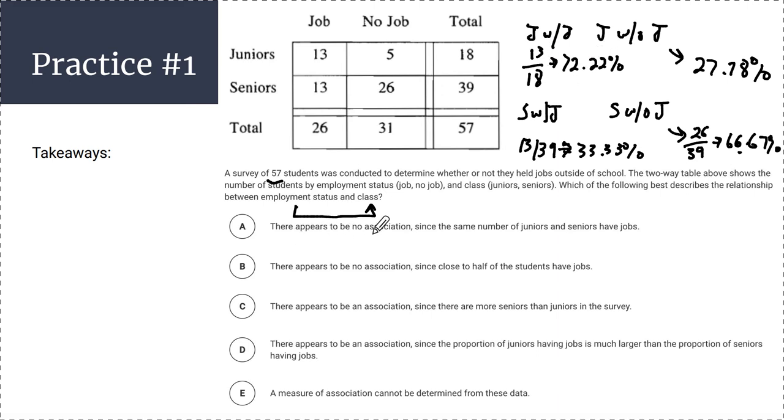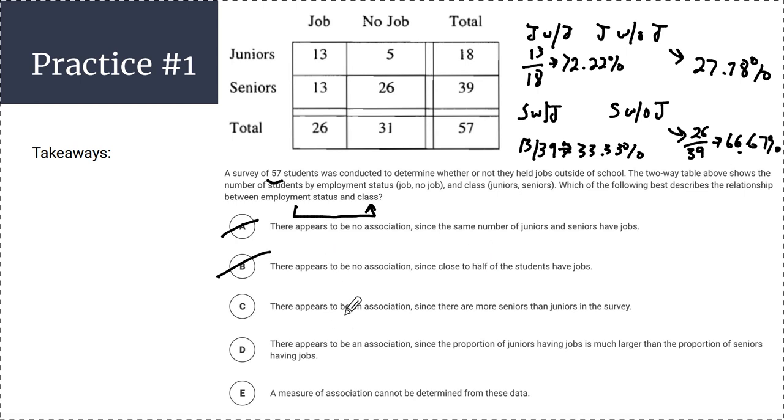So A says there appears to be no association since the same number of juniors and seniors have jobs. That is false. It looks like our juniors, knowing the class, if we knew they were juniors, we could better predict that they probably had a job. There appears to be no association since close to half the students have jobs. That also won't be the answer for us because we want to figure out if there's a relationship between employment status and class. We actually don't care about the total number of students that half of them have jobs or whatever.